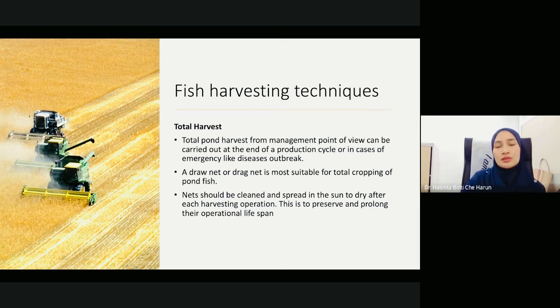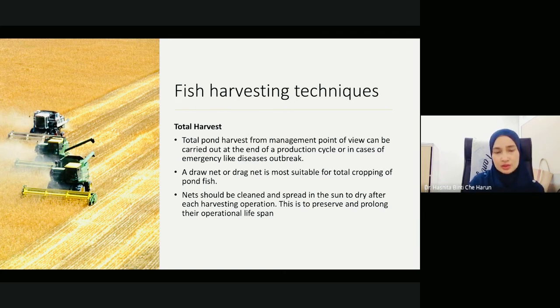Okay, so aside from partial harvesting, you can choose for total harvest. Total harvest, you always do it at the end of the cycle. Sometime when you want to collect everything, all the fish, at the end of the production cycle, or in the case of disease outbreak, whereby you have to eliminate all the species in the pond.